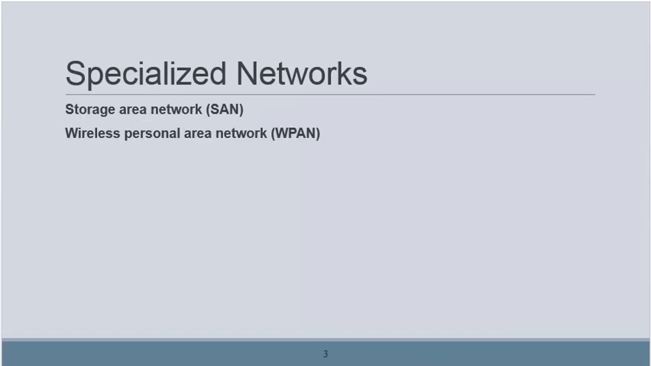Then we have specialized networks. That's the wrap-up topic in this chapter. One of them is called the Storage Area Network, or SAN. The other one is called a Wireless Personal Area Network.